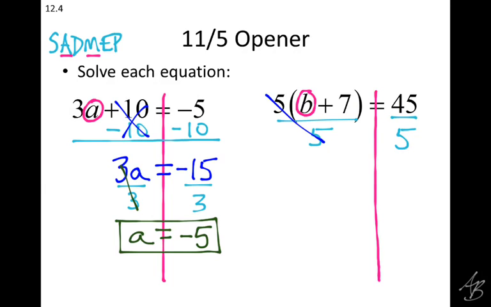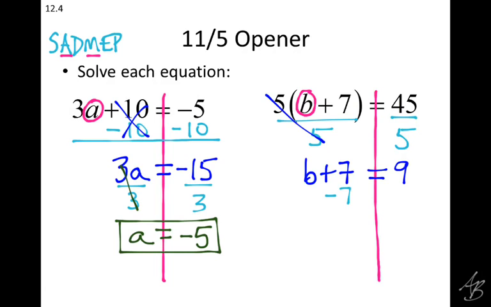The 5's cancel on the left, leaving what? b plus 7. Do I need the parentheses around that? No. Since there's nothing else over there with it anymore, we don't need the parentheses. On the right side, 45 divided by 5 is 9.